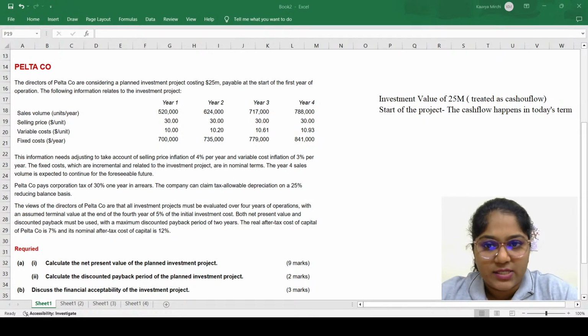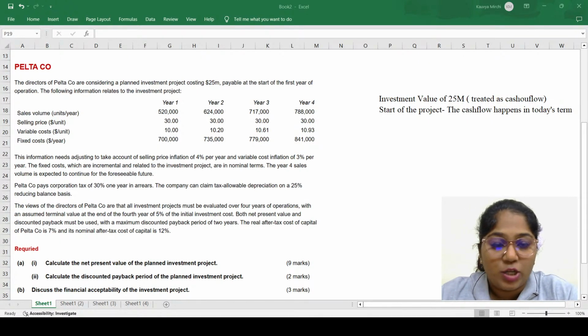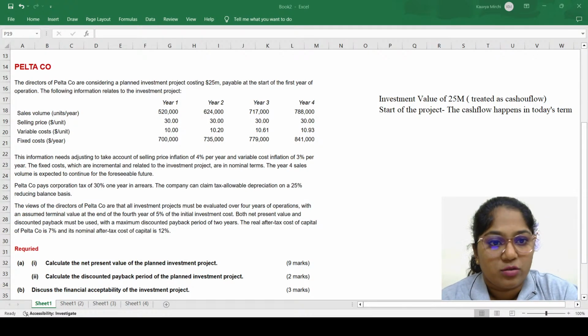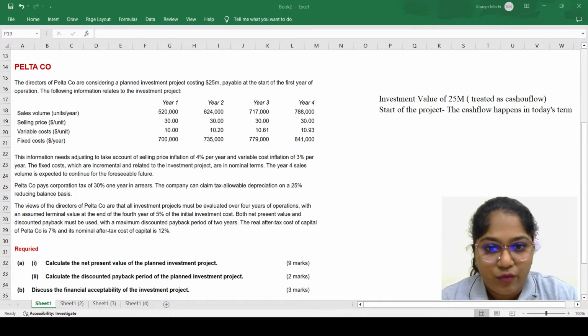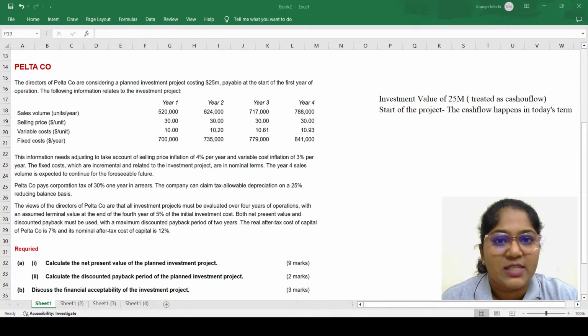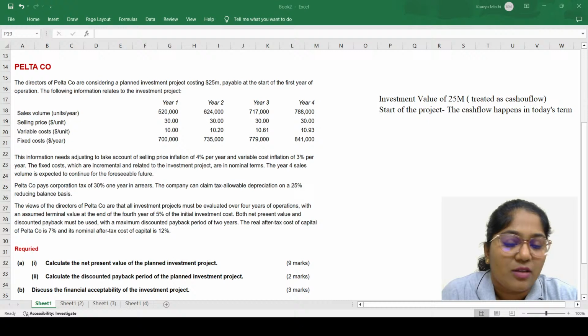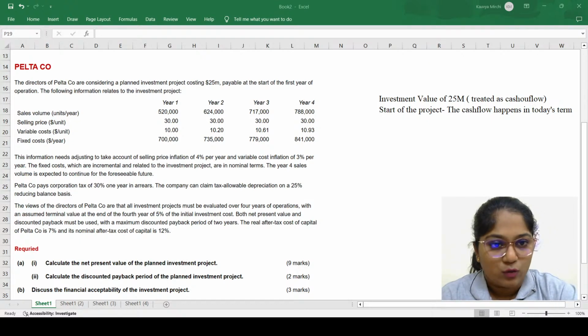So what does the next bit say? We have sales volume, which is units per year. We have to calculate how many units we are actually considering. So we have sales volume in units per year. How much is it per year, people? Year 1, 520,000 units. Year 2, 624,000. Year 3, 717,000. And year 4, 788,000 units.